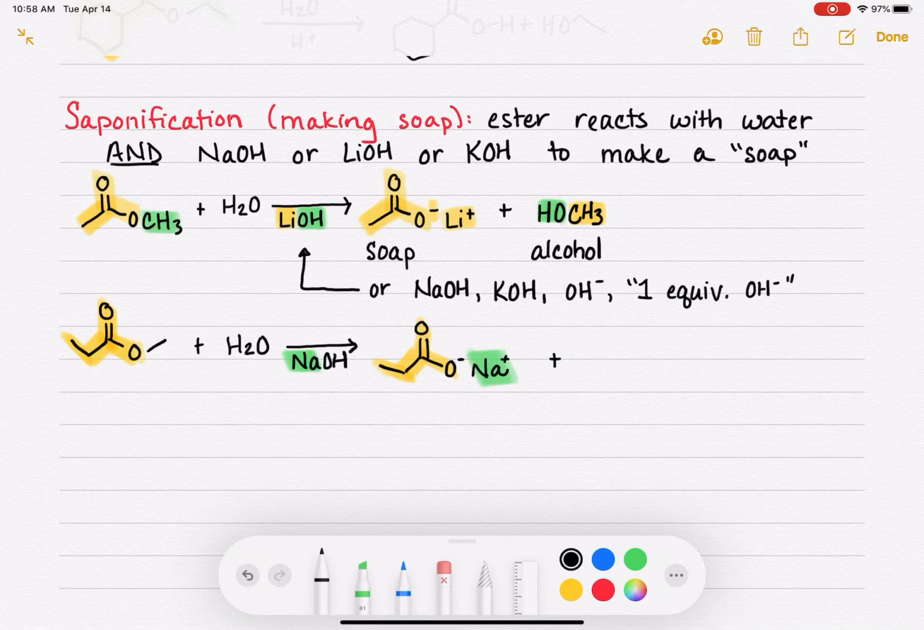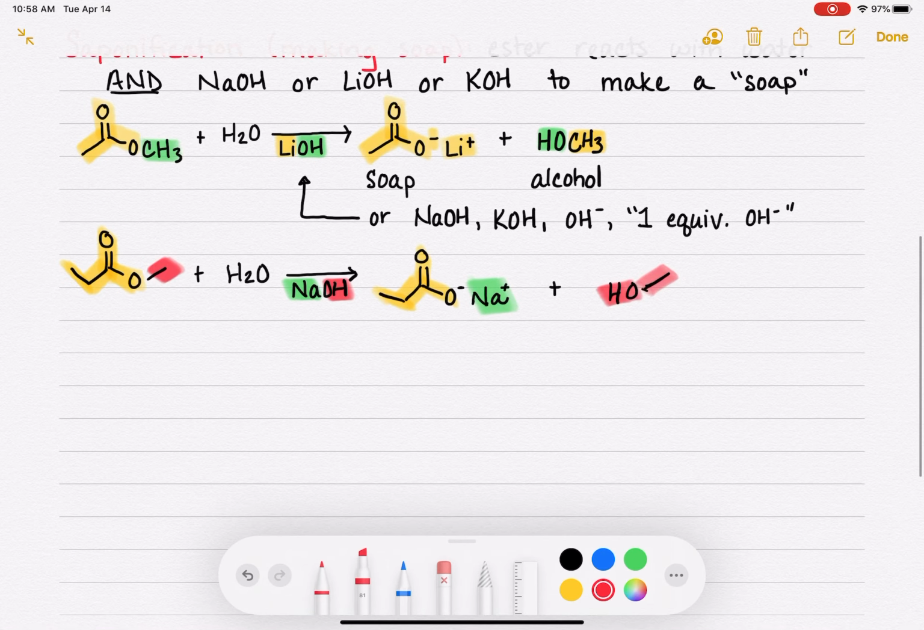And then our other product, we are going to have this piece from the ester right there. And we have something hanging off of it. What is attached to it? What's hooked up on that side over there? It is going to be the OH from the NaOH, just like that. Let's do one more example.